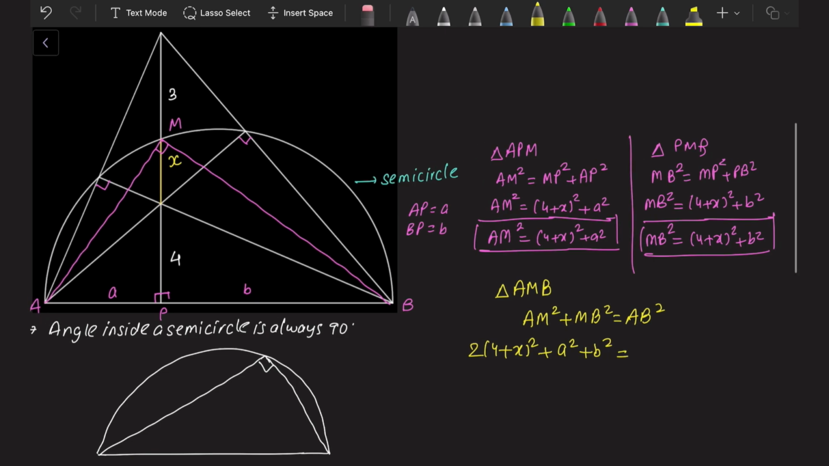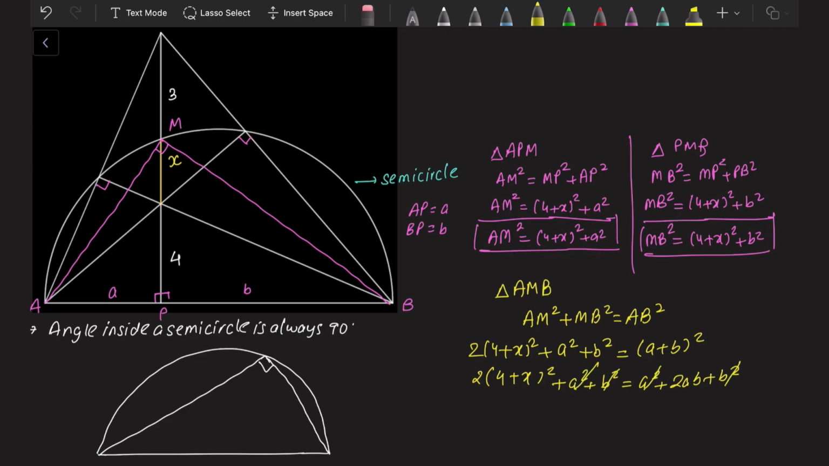Now what can you say about AB square? So look carefully. AB has a value a plus b because the lengths are basically a from here to here and b from here to here. Hence the overall value becomes a plus b. Nice. So AB square will be replaced as (a plus b) the whole square. So finally 2 times (4 plus x) the whole square plus a square plus b square is equal to a square plus 2ab plus b square.